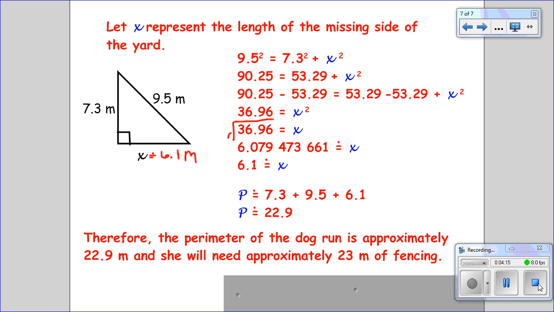If she were actually buying fencing, she'd probably buy an extra couple meters just to make sure for errors or just from odd shapes that maybe she has to cut.